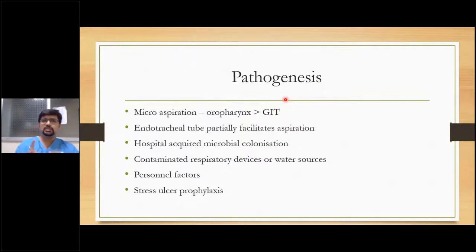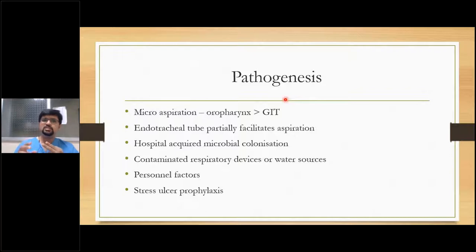So the second thing is, an endotracheal tube partially facilitates aspiration. One of the indications for putting in an endotracheal tube is basically to protect the airways, in order to prevent aspiration. Though it helps to keep up with that to a huge extent, it also partially facilitates aspiration. So usually what happens is there is some amount of leakage of secretion in the pericuff area, around the cuff of the endotracheal tube. There will be some amount of aspiration that happens.